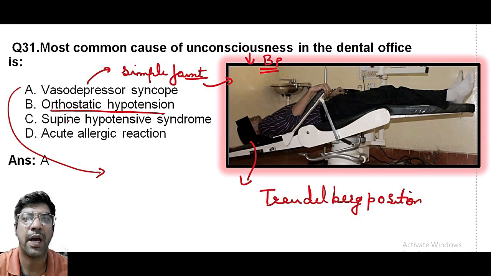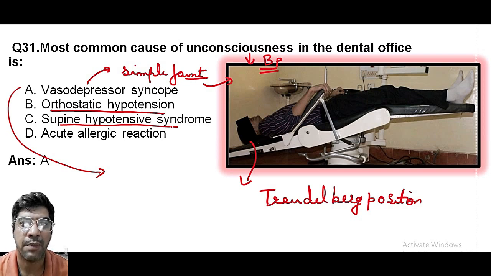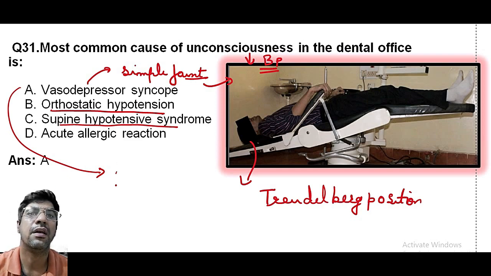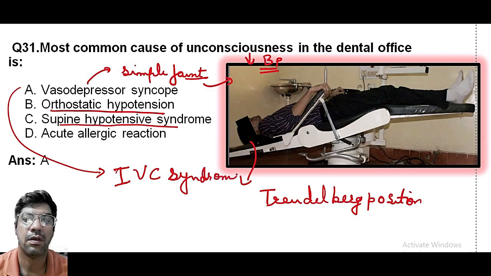The third option is supine hypotensive syndrome. What is that? It is a condition that occurs during pregnancy. When a pregnant woman lies on her back, that can cause a drop in BP. It is also called inferior vena cava syndrome. When the pregnant lady lies flat on her back, there is a drop in BP and a reduction in blood flow returning to the heart.